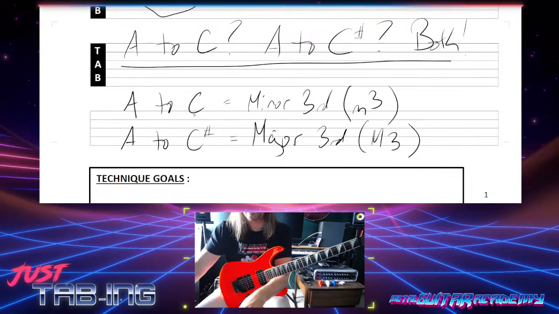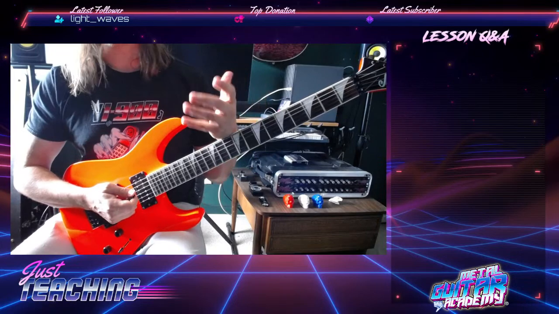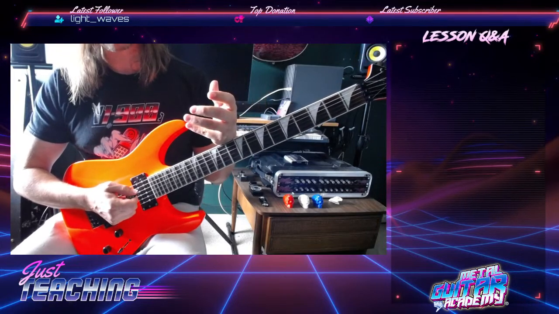Any kind of A to any kind of C technically is a third, A, B, C, right? But since we have these 2 possibilities, A, B, C or A, B, C sharp, we have to have 2 flavors, so to speak, of the interval. Okay? So we can really distinctly hear the difference with the third. This is why I'm starting with the third.